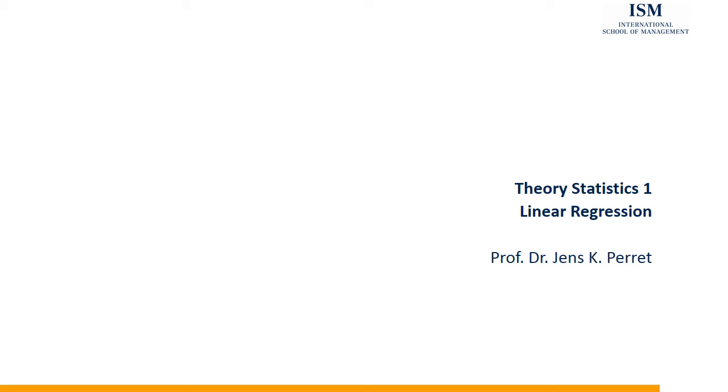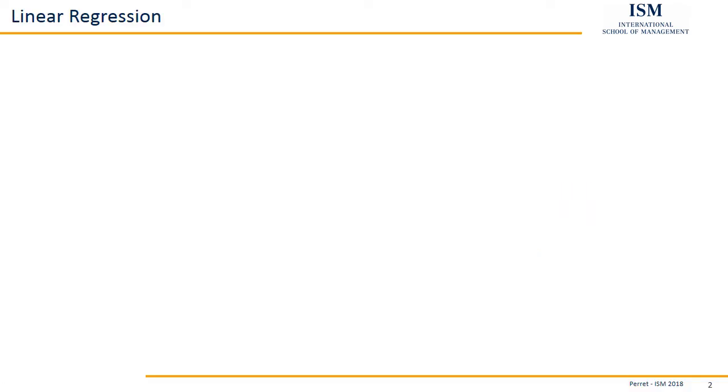Welcome to another part of the ISM course in Statistics 1, this time with a unit on linear regression, and in particular determining the coefficients of a regression line and calculating the R-squared coefficient of determination. Let's jump right into it.